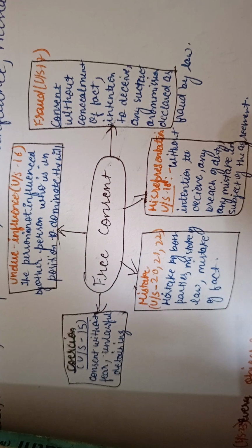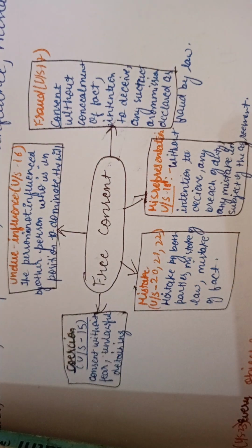The next is undue influence, which is defined under Section 16, where a contract is said to be induced by undue influence where the relations subsisting between the parties are such that one of the parties is in a position to dominate the will of the other and uses that position to obtain an unfair advantage over the other. In the case of Munna Singh versus Ujagar Pandey, it was enumerated.